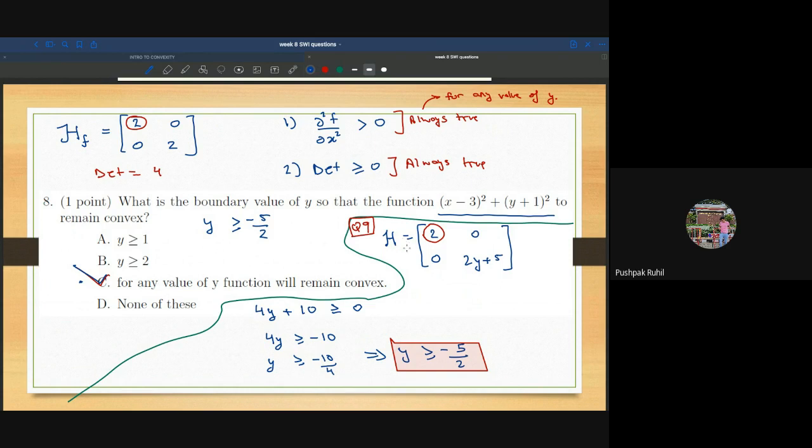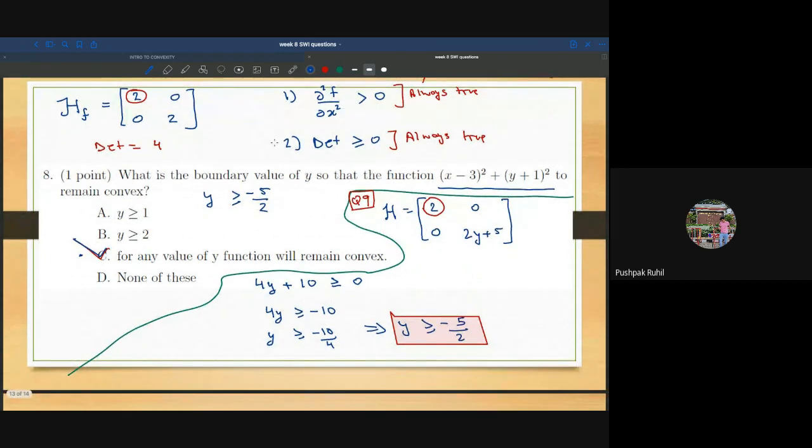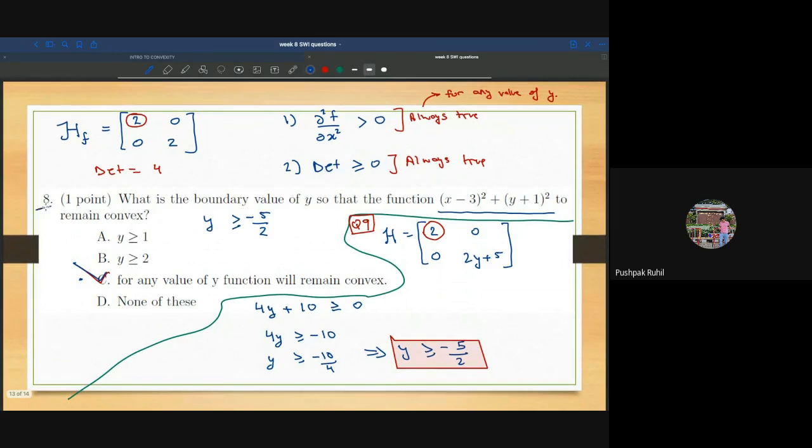I hope this particular question 8 is clear. Yes, sir, because both the conditions are always true, so we can say that this function is convex and it does not depend on the value of y. For any value of y, you will have this function as convex. To explain the concept a little more, I took this other question, which I'm calling question 9 for the time being.